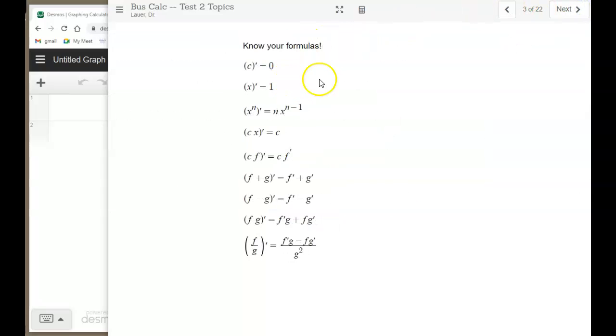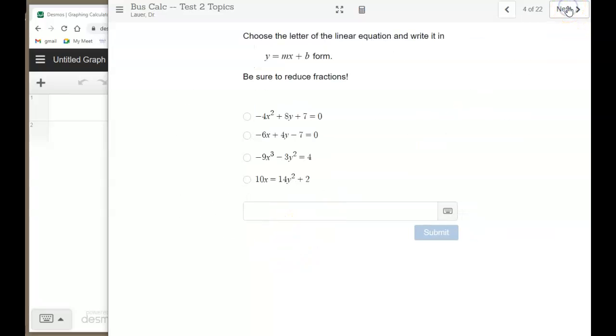You need to know the formulas for your derivatives. In particular, the product and the quotient rule are here. You'll have to use those at least once on the test, each of them.